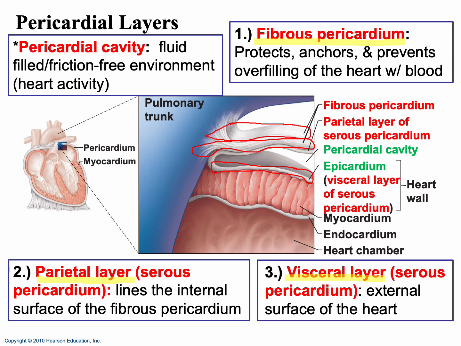Between the parietal layer and the visceral layer, we have what's known as the pericardial cavity. So this is a fluid-filled, friction-free environment. This is going to allow for the heart to go ahead and undergo its contractions, assisting with not a whole lot of resistance. So that area here, this area right here would be that pericardial cavity. So it's between the parietal layer and the visceral layer of the pericardium.